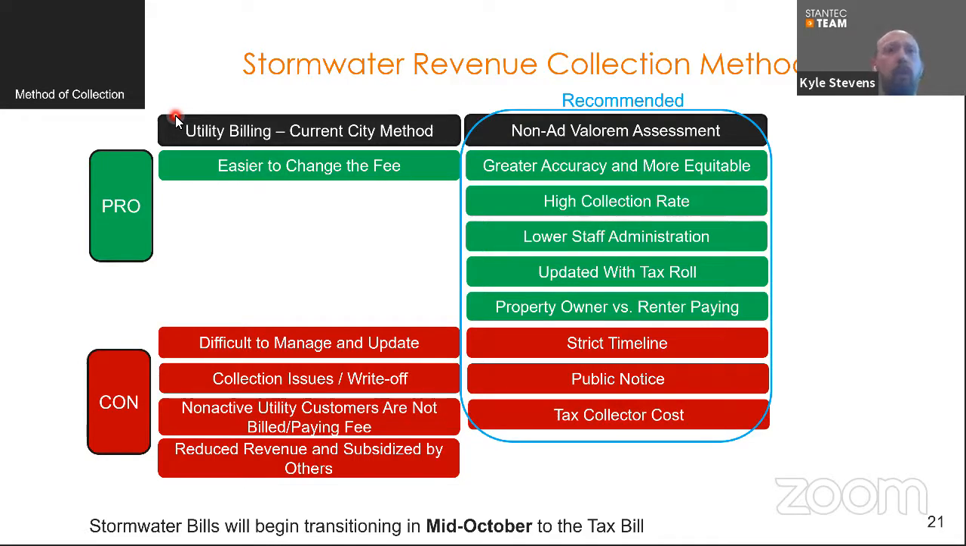And so as part of this recommendation, what would happen is starting in mid-October, the stormwater utility billing would start to come off the bill, depending on exactly what billing cycle you're on. And then it would transfer over to the tax bill on November 1st for next year for all parcels.